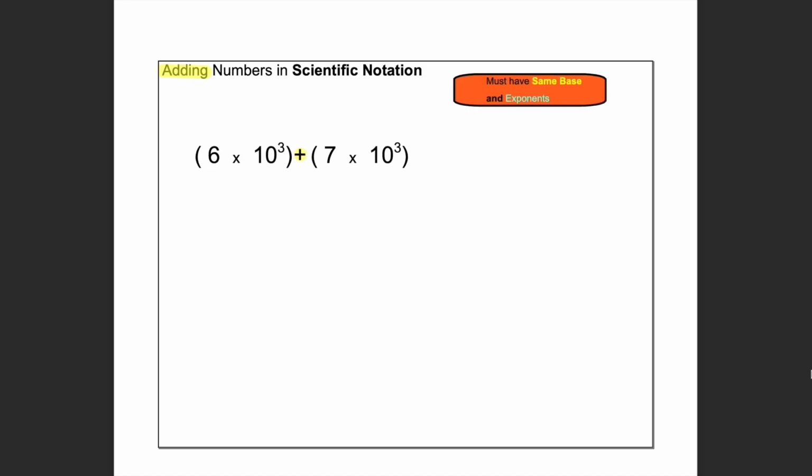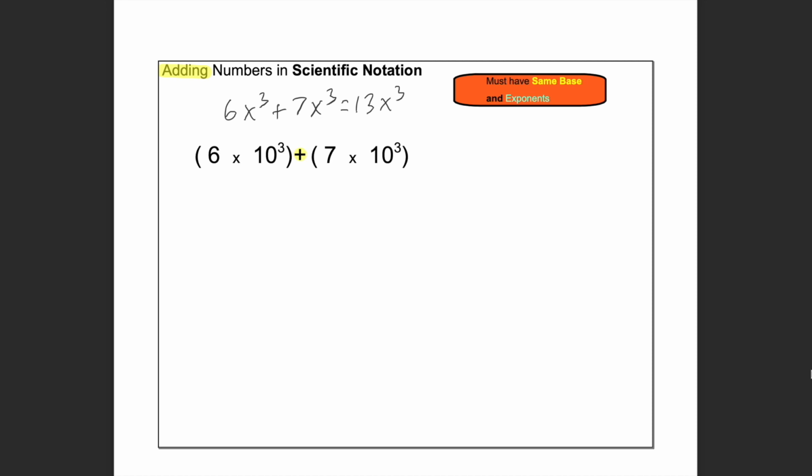All right, now that we've learned how to convert into scientific notation, we're going to learn how to add, subtract, multiply, and divide numbers in scientific notation. So for adding, it's just like if this were, say, 6x cubed plus 7x cubed. Same thing. We just add the coefficients and leave the bases alone. So we're going to have 13x cubed.